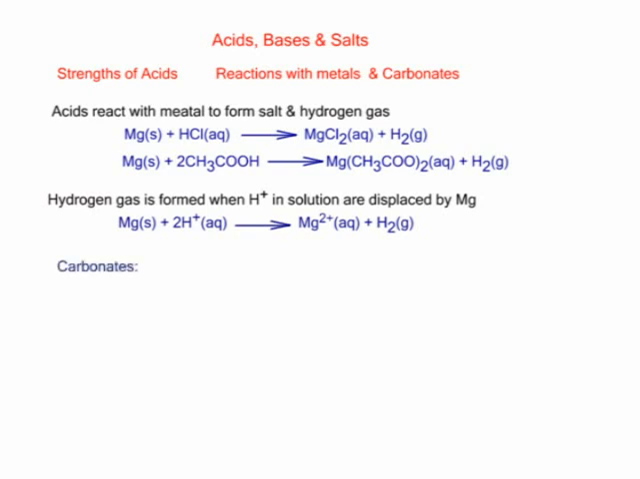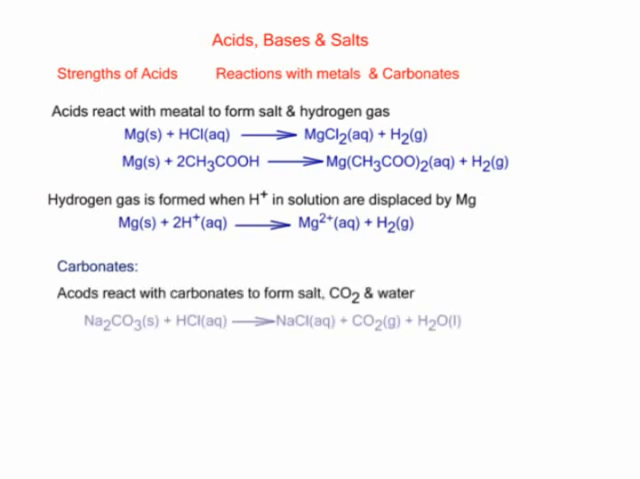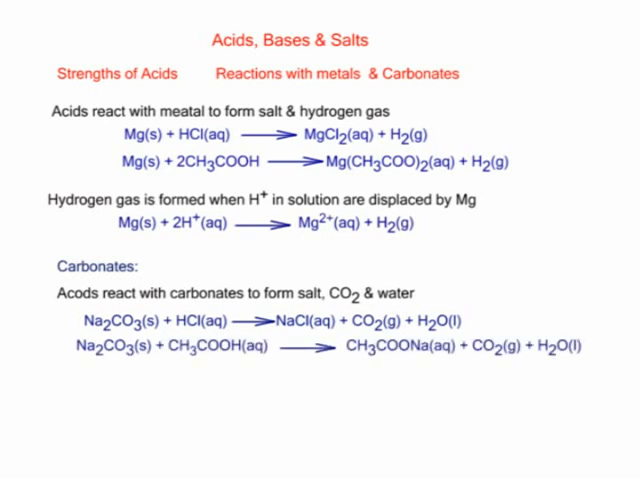On their part, carbonates react with acids to form carbon 4 oxide, water and a salt. For example, sodium carbonate would react with hydrochloric acid to form sodium chloride, carbon 4 oxide and water according to this equation. Equally, the same sodium carbonate would react with ethanoic acid to form a salt called sodium ethanoate. Carbon 4 oxide is liberated and water is also formed, again according to that equation.